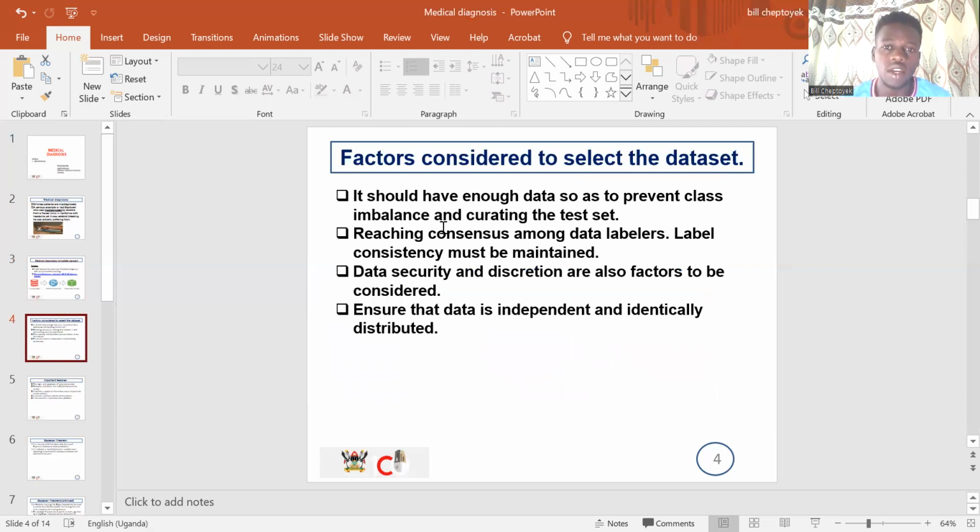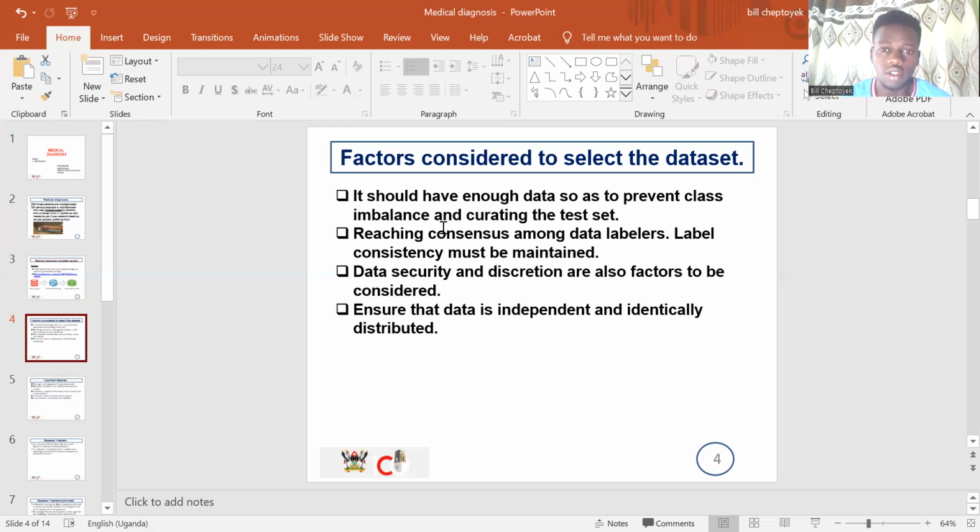So these are the factors that I considered to select this dataset. The dataset should have enough data so as to prevent class imbalance and to curate the test set. And it should reach a consensus among data labelers. It should be labeled in a consistent manner so as to prevent having problems within your data, similarly labeled so that your AI can easily read through, understand and learn.